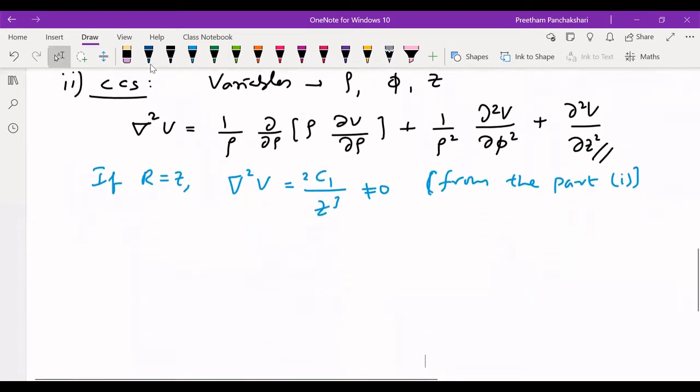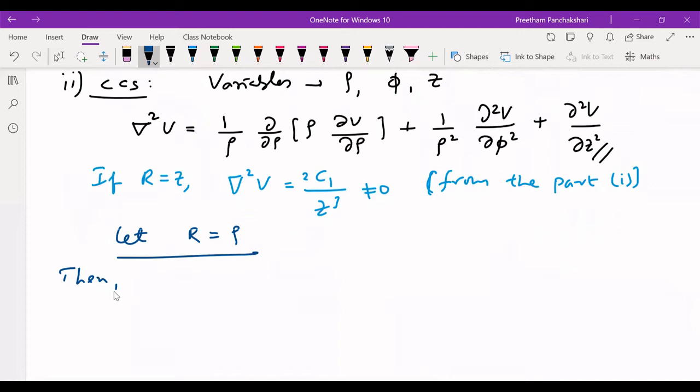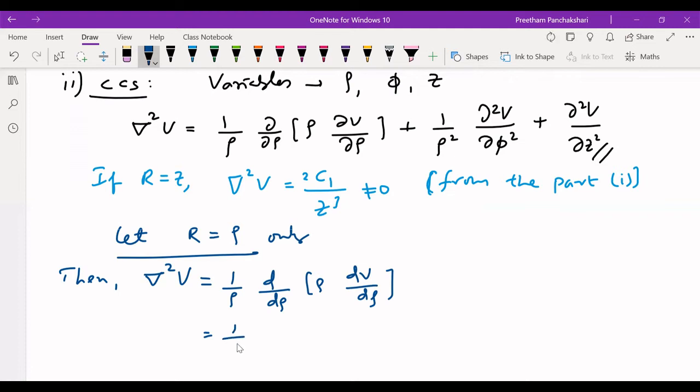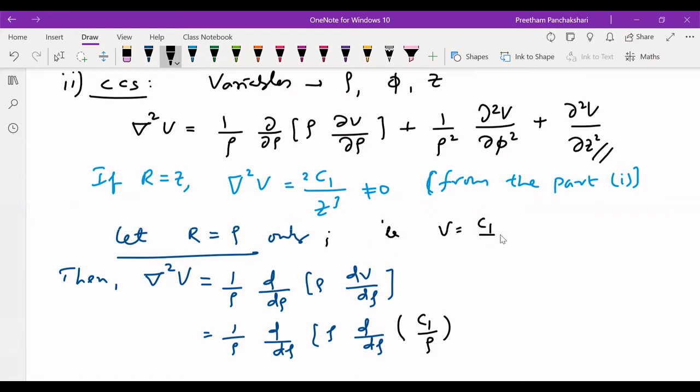Now we shall go with rho. Let the variable R equal to rho. Then what happens? Del square V, rho only, 1 by rho d by d rho into dV by d rho. See this condition now. Now let us see what happens if we substitute for V. Let us say that equation given in the problem is C1 by R. R is nothing but rho only. That is, here V becomes C1 by rho.